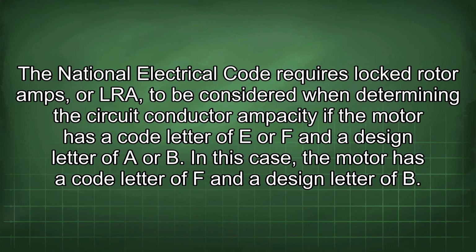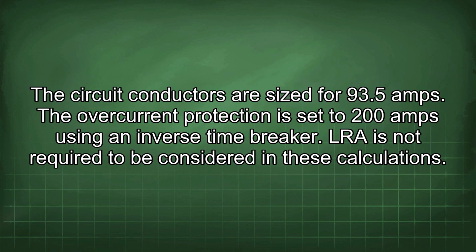The National Electrical Code requires locked rotor amps, or LRA, to be considered when determining the circuit conductor ampacity if the motor has a code letter of E or F and a design letter of A or B. In this case, the motor has a code letter of F and a design letter of B. The circuit conductors are sized for 93.5 amps. The overcurrent protection is set to 200 amps using an inverse time breaker. LRA is not required to be considered in these calculations.